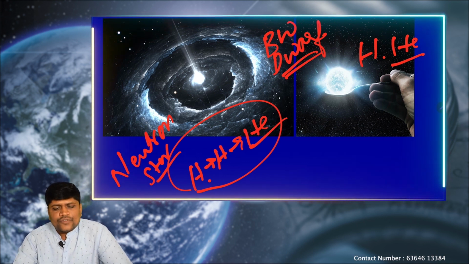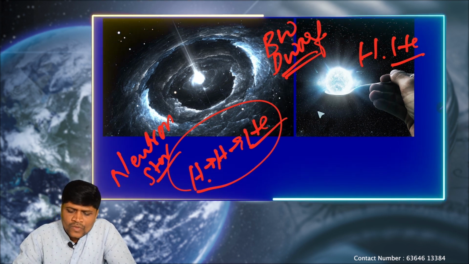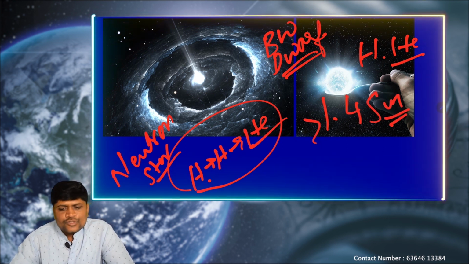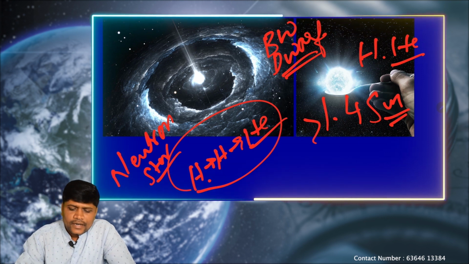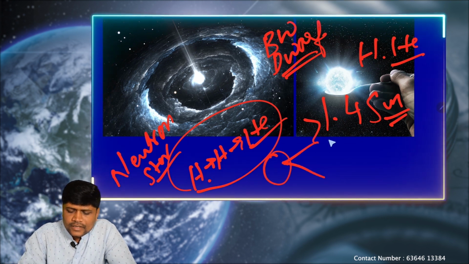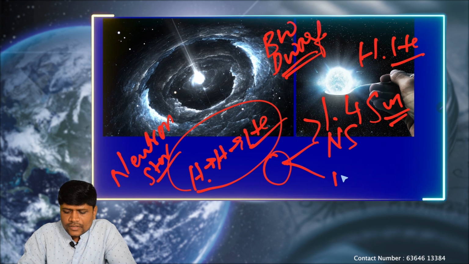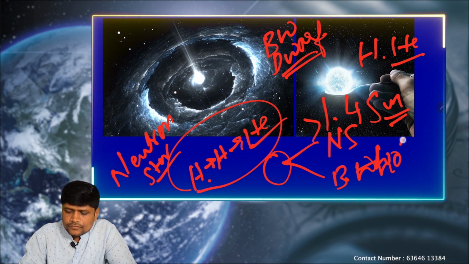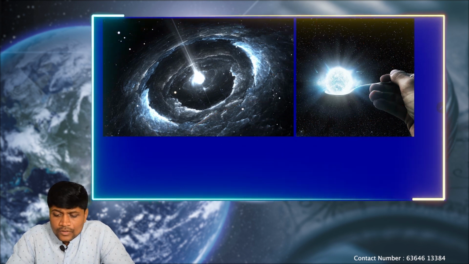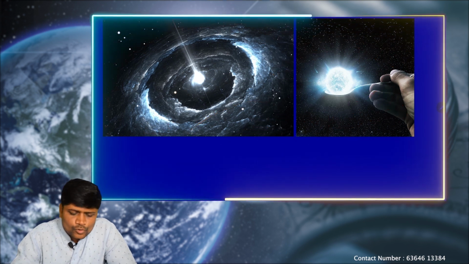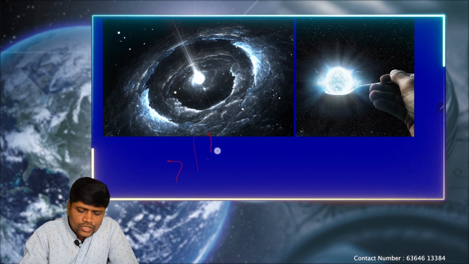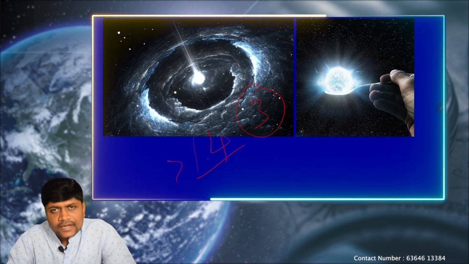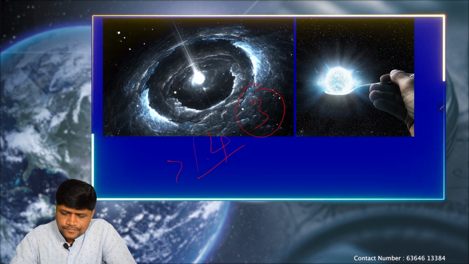But there are some stars which are very large, more than 1.4 times the mass of our sun. In that case, after the supernova explosion, those stars can turn into either a neutron star or a black hole. So the neutron stars refer to the stars which are more than 1.4 times the mass of the sun, or up to 3 times the mass of the sun. They can turn into neutron stars.